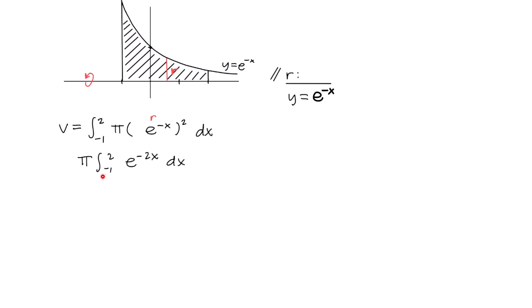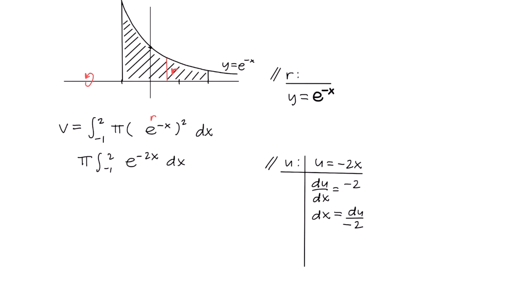In order to integrate this definite integral, we're going to use u substitution. So right here we have a composition of functions. e to the x is the outside function, and negative 2x is the inside function. So we're going to let u equal negative 2x. So du dx is equal to negative 2. Therefore, dx equals du over negative 2.